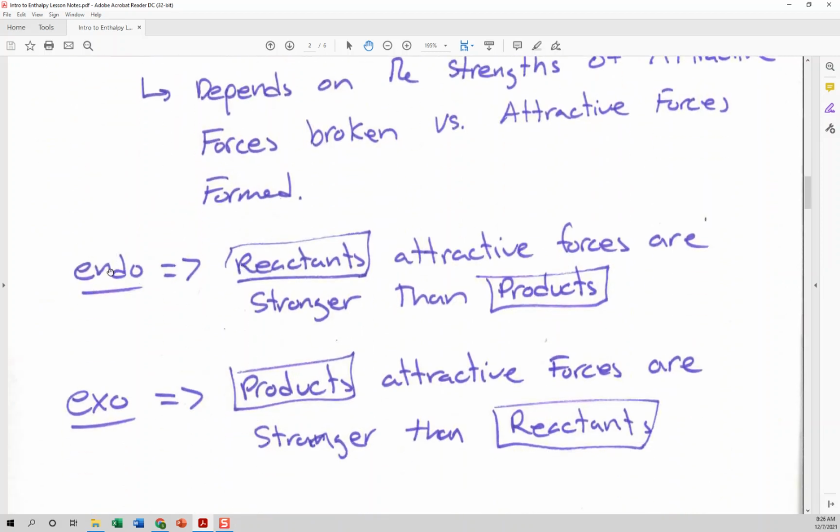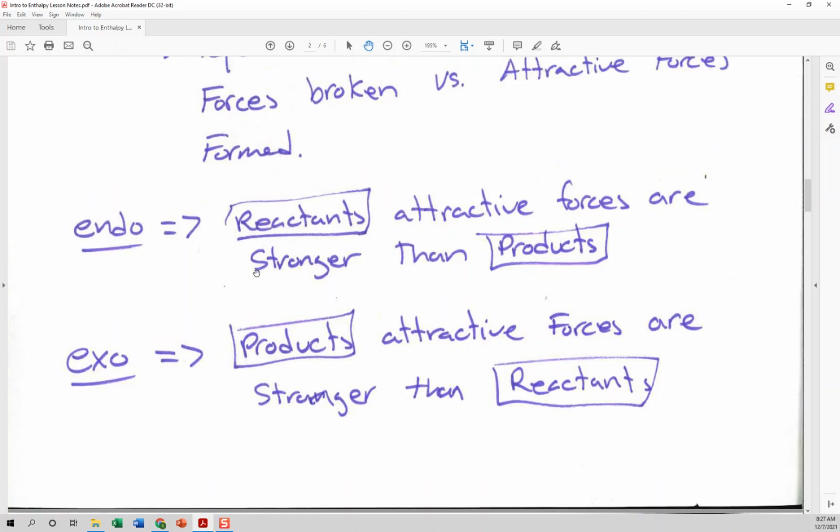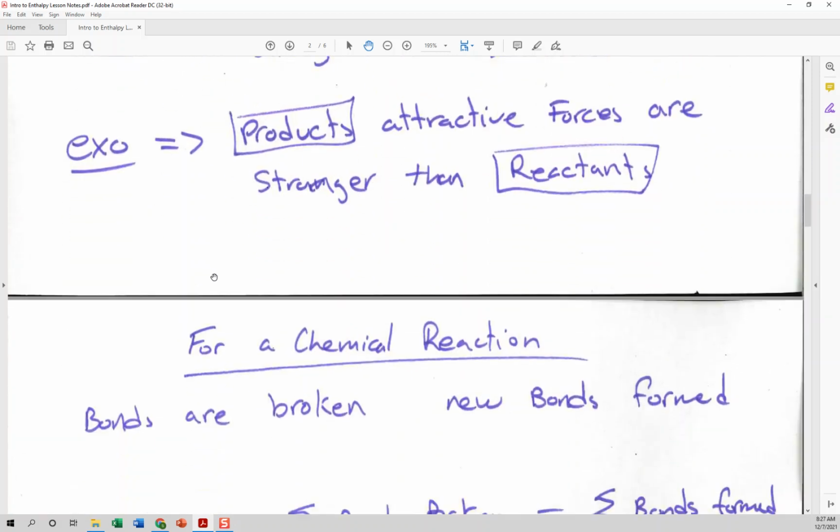So if you have an endothermic reaction, remember, that means the delta H for that process is positive. That means the reactants' attractive forces are stronger than the products', okay? And if you have an exothermic reaction, that means negative delta H. That means the products' attractive forces are stronger than the reactants', okay? So you might not know the individual strengths of all the different forces of attraction being formed versus broken, but you know that the net sum of the products is greater than the net sum of the reactants, or vice versa if it was an endothermic reaction, okay?